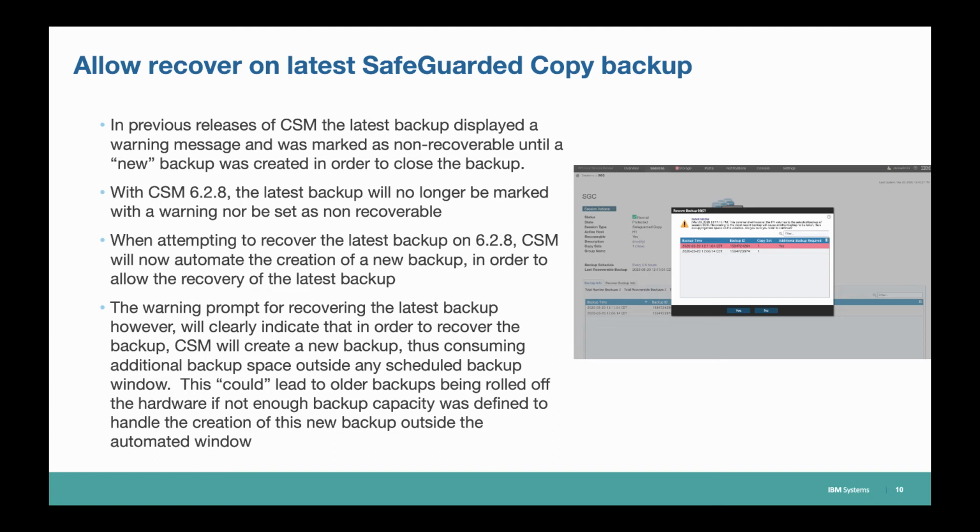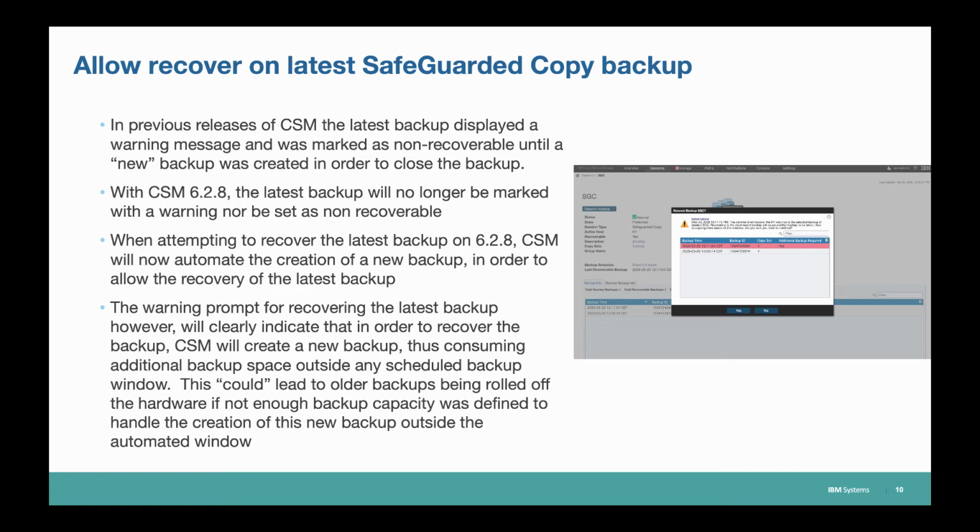What you had to do was then manually go and issue a backup, and then that backup would go into a recoverable state, and you'd be able to recover from it. So in 6.2.8, we're changing a little bit. Some customers always got concerned when they saw it wasn't marked recoverable. So what we're going to do is by default, it will be marked recoverable now. So you will see that difference if you're running safeguarded copy now. You will no longer see that warning message for the latest backup that's been created. It will show green and recoverable.